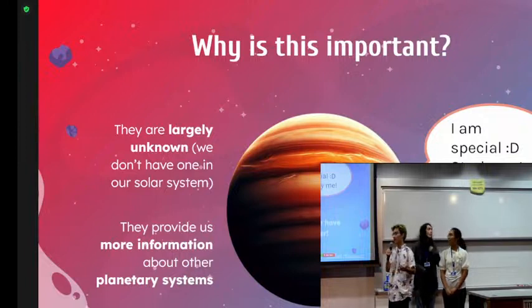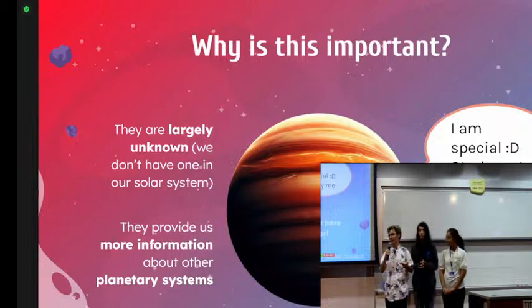Another one is that they provide us more information about generally how planetary systems develop. So, for example, if we can understand how a system with a hot Jupiter develops, we can kind of understand more broadly how most of them develop. And then also, because we have a Jupiter in our solar system, we have a gas giant, and it's kind of important for us to understand how gas giants operate.